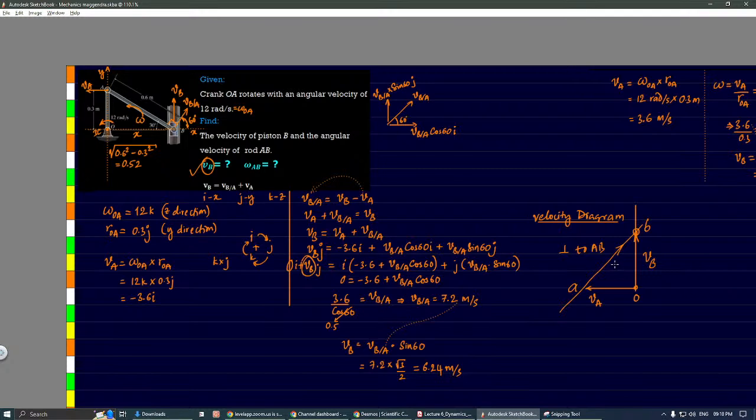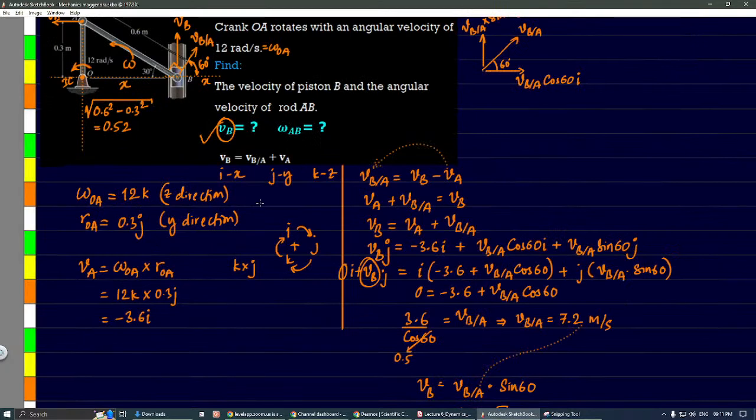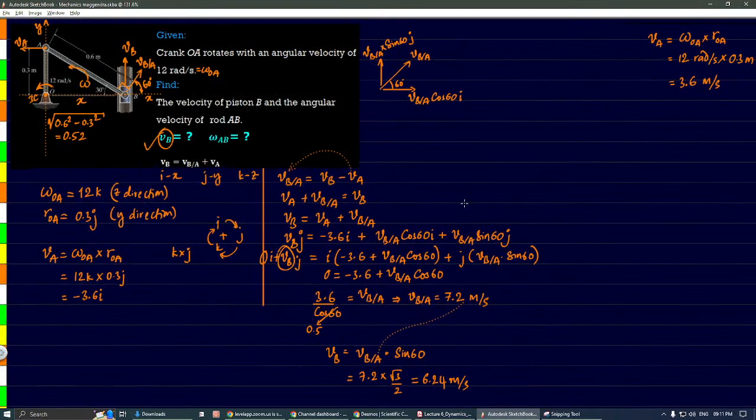If you want the velocity of A with respect to B, it will be pointed downwards. So this is called a velocity diagram. This is what we teach, and I think your college prefers the vector method, so this is how you could do it. I think they want you to use this because this method can be used in programming, because you can make these equations in MATLAB or Python or any other language.